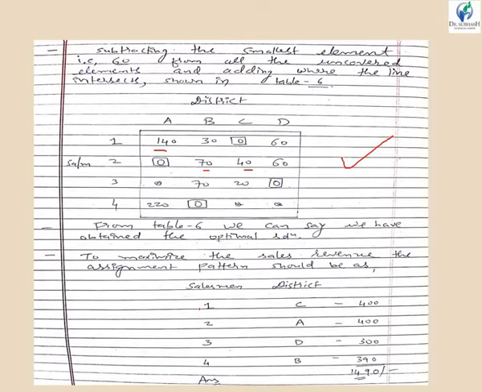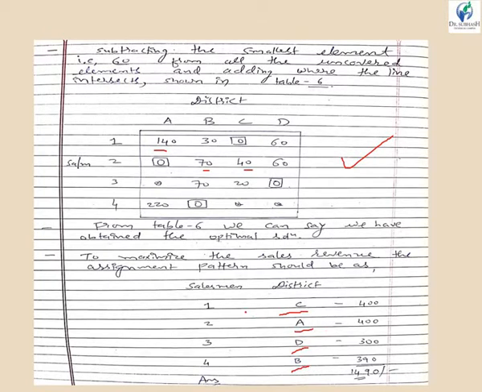So now to maximize the sales revenue, the assignment pattern is shown below. How the salesman is assigned to a district in such a way that sales revenue is maximized. So for the first salesman it is district C, for the second salesman it is district A, for the third salesman it is district D, and for the fourth salesman it is district B.